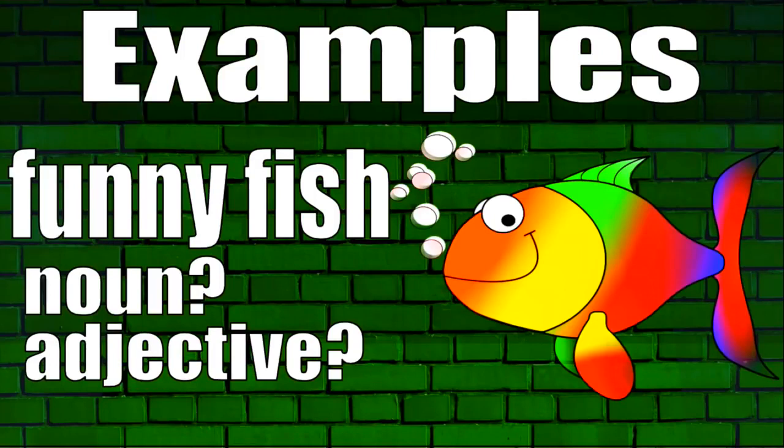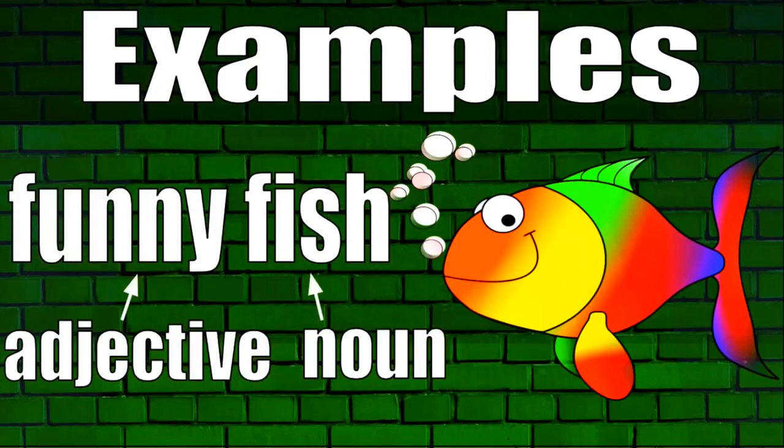What about funny fish? Which word is a noun and which word is an adjective? With funny fish, the adjective is funny and the noun is fish, because the thing we're talking about is a fish, and funny is describing what kind of fish it is.